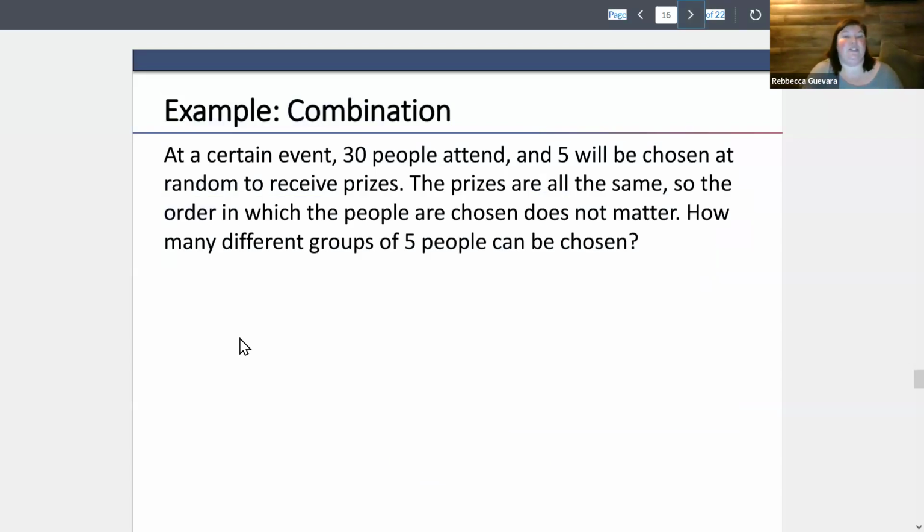So as an example, at a certain event, 30 people attend and 5 will be chosen at random to receive a prize. The order in which they receive the prize doesn't matter because the prizes are all the same. So the order in which the people are chosen does not matter. If you're chosen first, it does not change your prize. So they're going to all be the same group. So we want to know how many different groups of 5 people can be chosen. Since order doesn't matter, we do a combination.